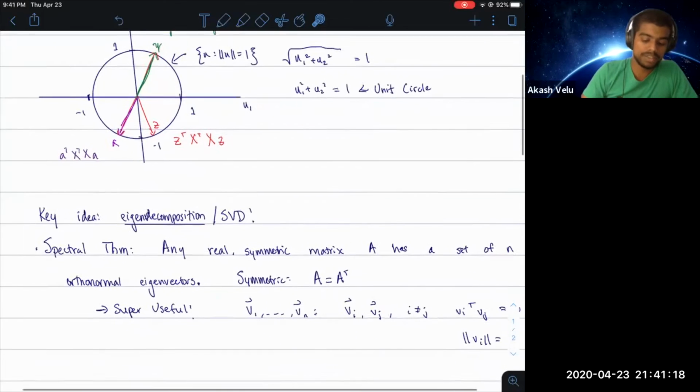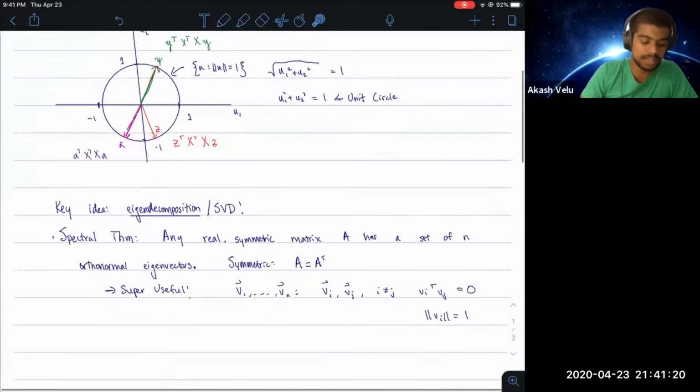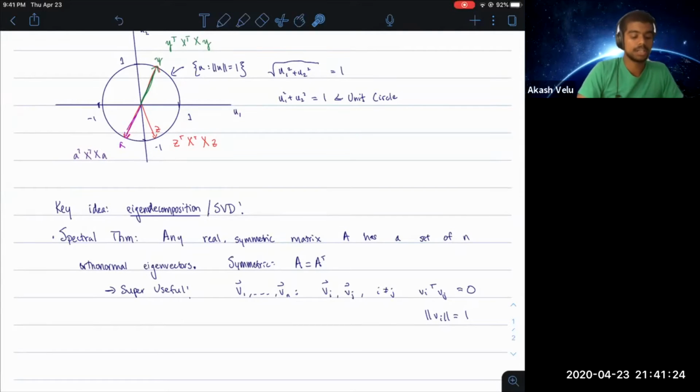So one of the important theorems that we use in this derivation is the spectral theorem, which, if you recall from lecture, states that for any real symmetric matrix A, there will exist a set of n orthonormal eigenvectors for that matrix. And n is the dimension of A, so A is n by n. Quick recap of definitions: symmetric means that A is equal to A transpose. So if you flip the rows and columns, the matrix remains unchanged.